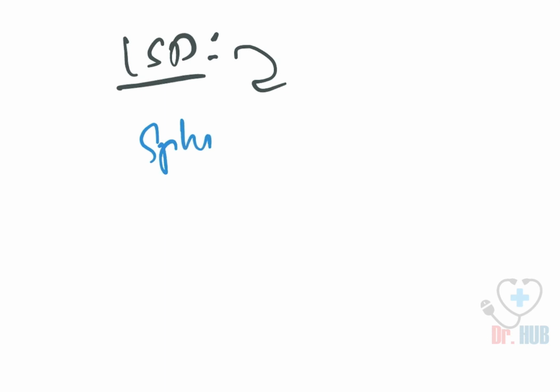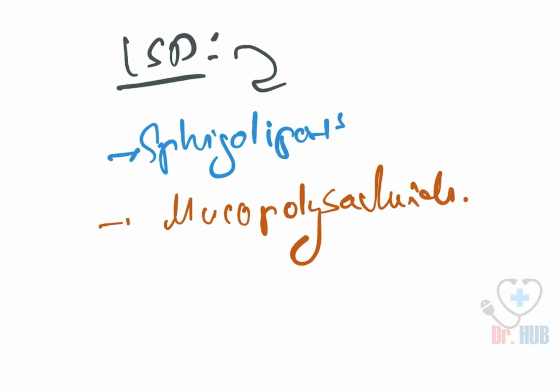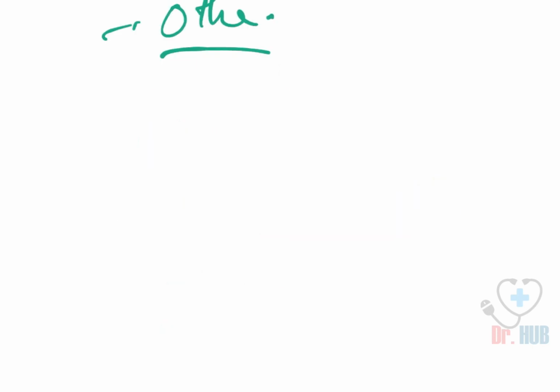So first, what we need to know is that the lysosomal disorders, LSD, lysosomal storage disorders, are divided into the sphingolipidosis. Next, there is the mucopolysaccharidoses, and next there is the other category. So now jumping to the sphingolipidosis.